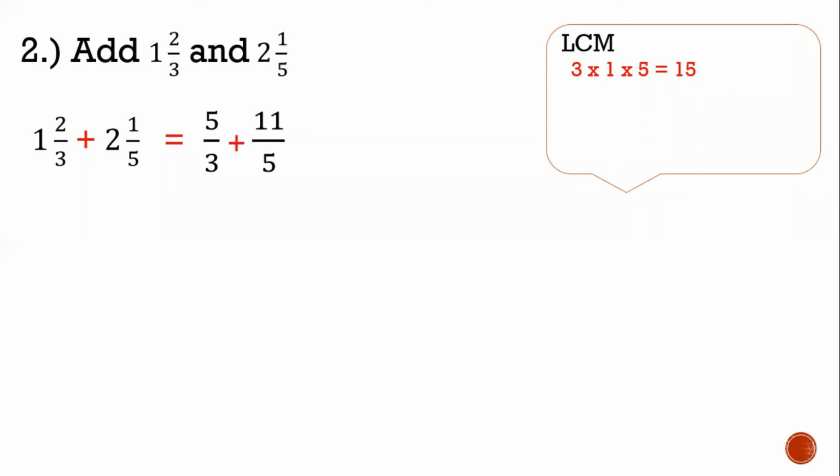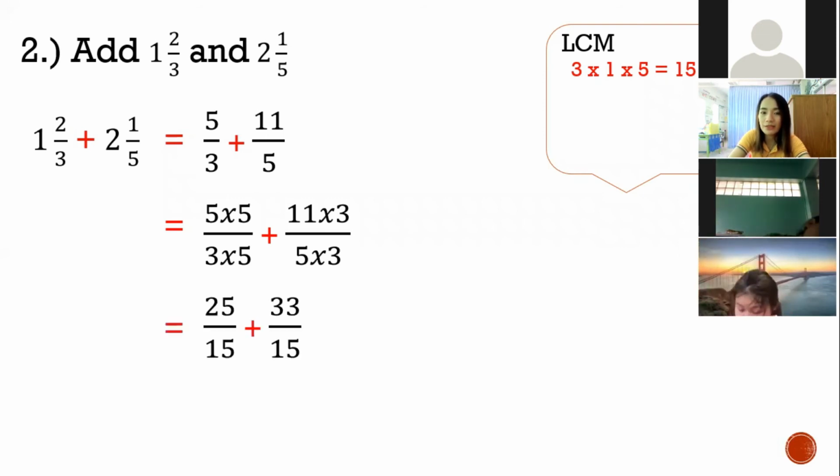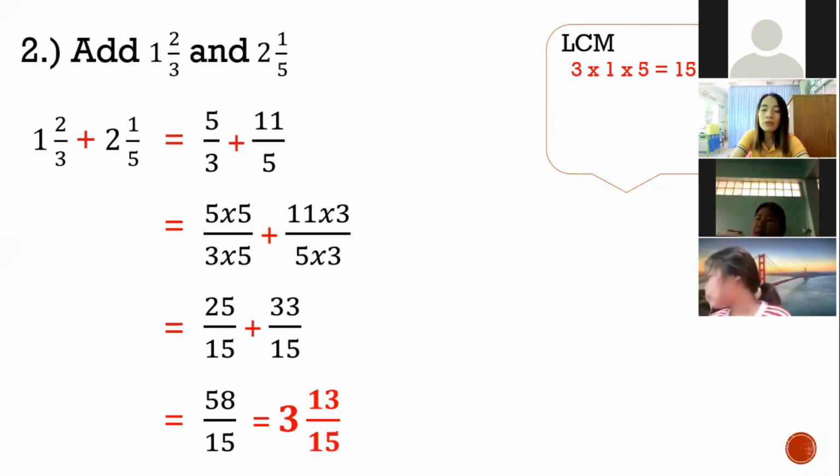Next step, what do we multiply to 3 to get 15? 5. Okay, how about 5? 3. Very good. We will write it as 5 times 5 over 3 times 5 plus 11 times 3 over 5 times 3. 5 times 5 equals 25. Very good. How about 11 times 3? It equals 33 over 15. Okay, 25 over 15 plus 33 over 15. What is the answer? You add the numerators. The answer is 58 over 15, or we will convert this into a mixed number. It will become 3 and 13 over 15.